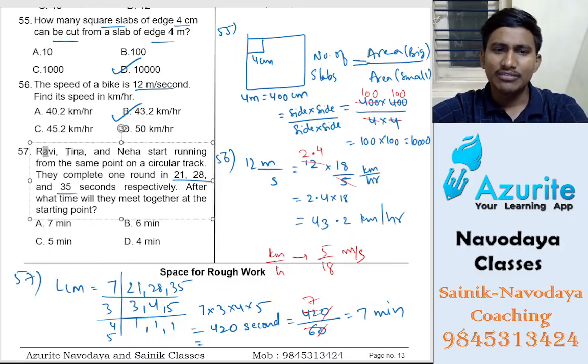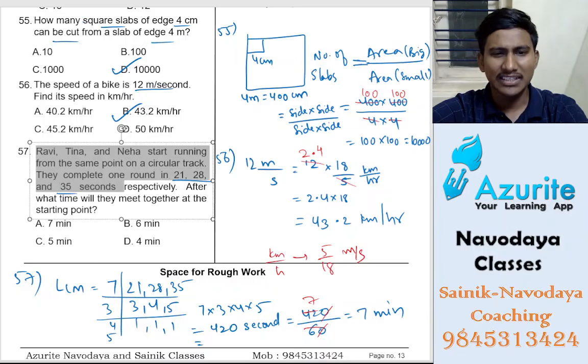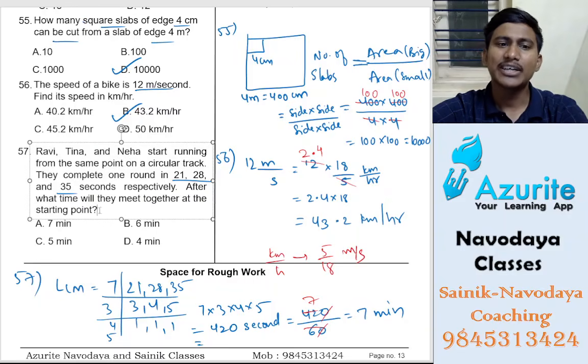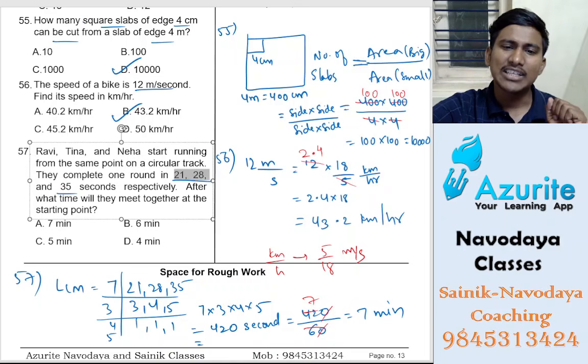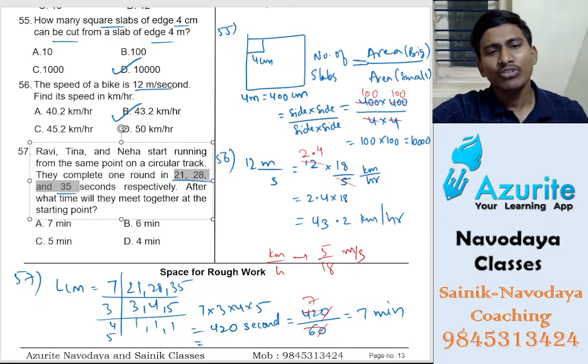57 question. Ravi, Tina, Neha start running from the same point on a circular track. They completed one round in 21, 28 and 35 seconds respectively. After what time will they meet together at the starting point? I told you, together means what you have to do? You have to find the LCM. LCM of what? 21, 28 and 35.